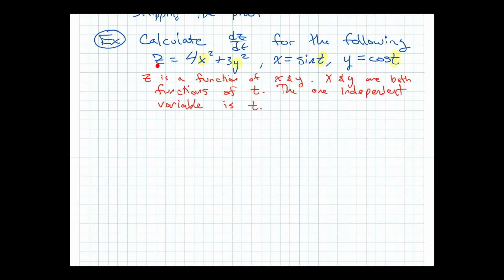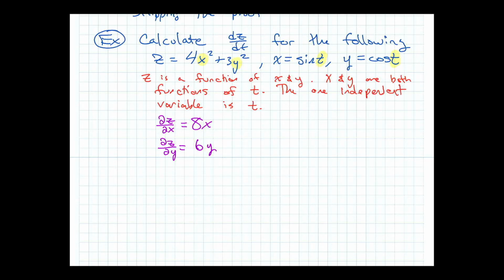So you've got z is a function of x and y. We need both of its partials. So you need partial of z with respect to x. That's going to be easy. What's this derivative? It's going to be 8x. Very simple. We need the partial of z with respect to y. So we take this derivative with respect to y. That's going to be 6y.